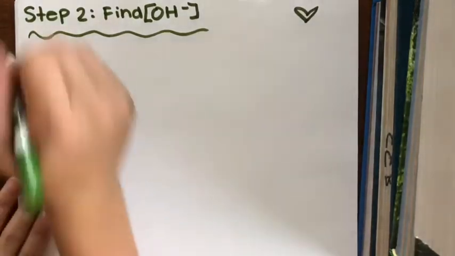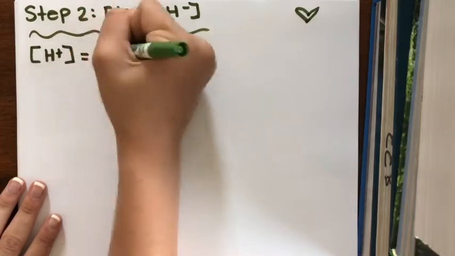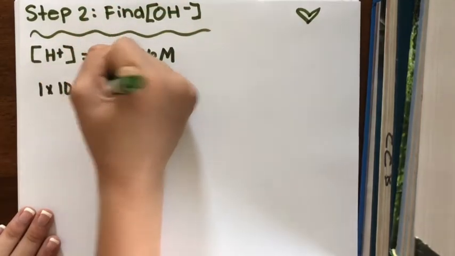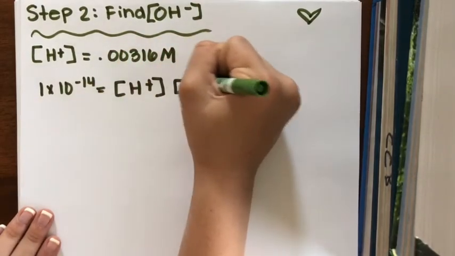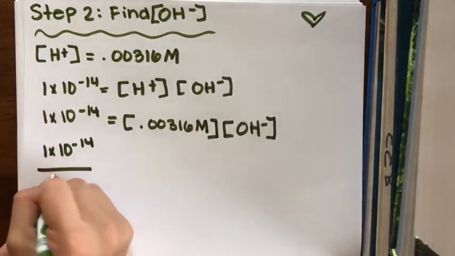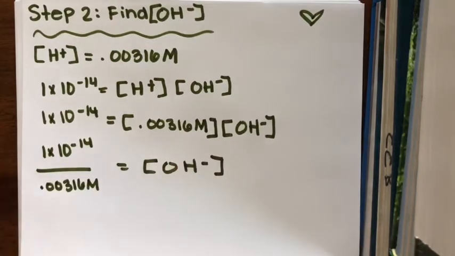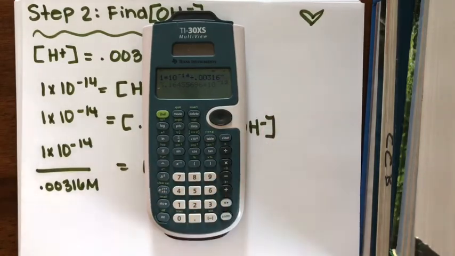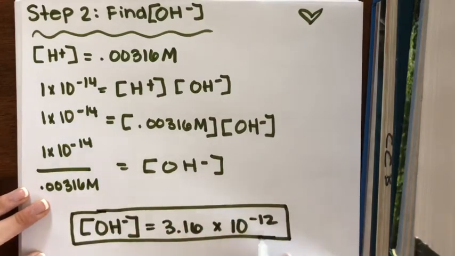The next step is to find the OH minus. Remember that we just found that the H plus equals 0.00316. Going back to our equations, we can use the 1 times 10 to the negative 14 equals the H plus times the OH minus, because we found the H plus already, and that will help us find the OH minus. You'll plug it all in and solve using algebra. Plug that into your calculator, and the OH minus comes out to be 3.16 times 10 to the negative 12.